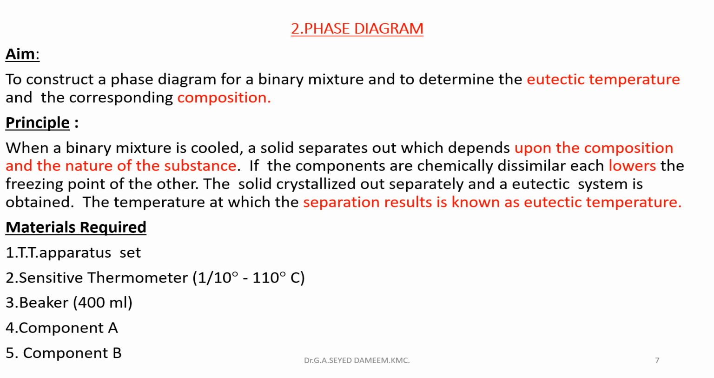And here the eutectic mixture is a mixture of two components which has a particular composition which has the lowest melting point on addition of the two components, and the corresponding temperature is called the eutectic temperature. That composition is called the eutectic composition. Now the materials required for the experiment: TT apparatus set, sensitive thermometer, beaker, component A and component B.